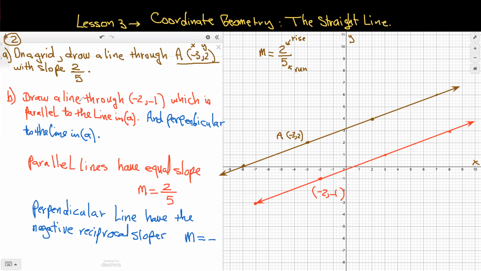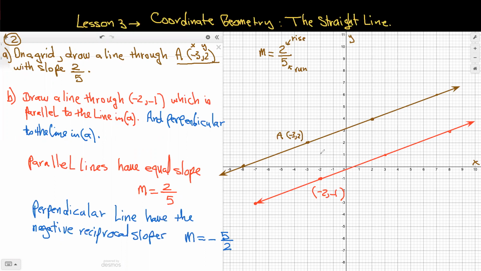And then reciprocal means if the slope is 2/5, the reciprocal will be 5/2. So for the reciprocal of a fraction, you just flip the fraction. So it will be -5/2. Now you go to this point and you start going up 5.